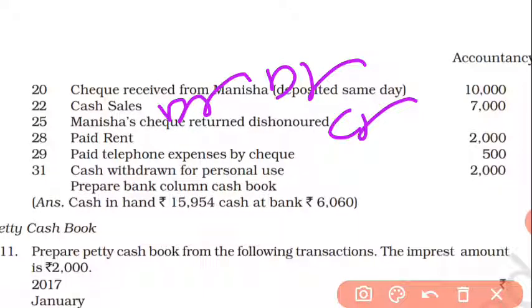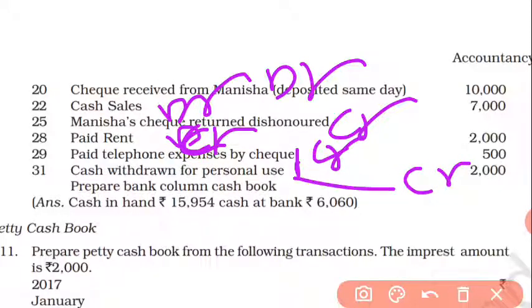Why? Because when a check is dishonored, our bank balance will be debited, that amount will be deducted from our bank account, that is our payment, that is why we record it in the credit side. After that, paid rent is our expense, so it is recorded in the credit side. Then on the 29th, telephone expense is also our expense, so it is recorded in the credit side. Cash withdrawn for personal use is also an expense, so it is also recorded in the credit side.